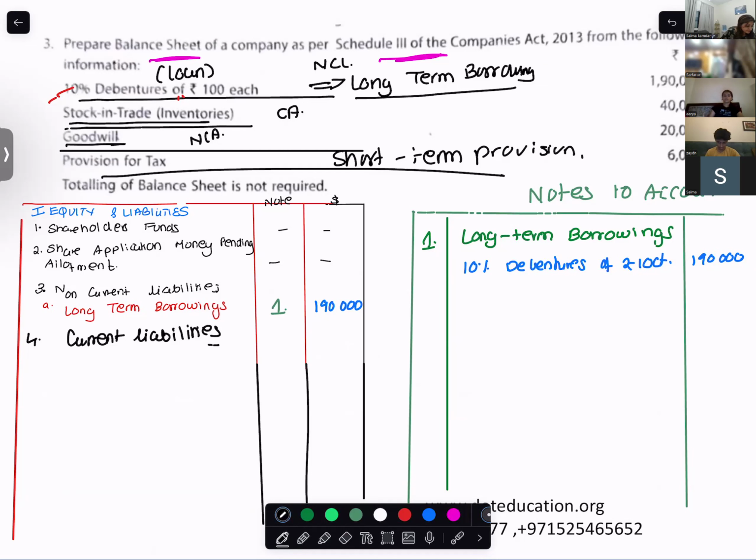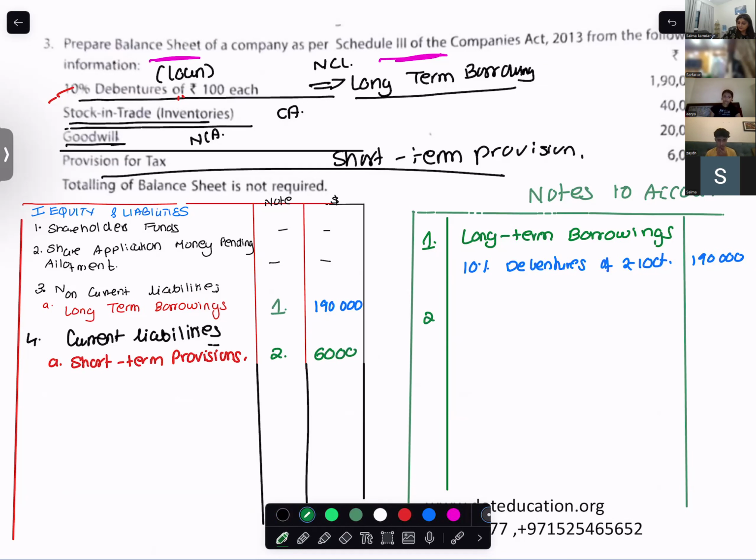So, under current liabilities, what do we have? Provision for tax. Short-term provisions. So what will I write? Short-term provisions. Is it given directly? No, I will make it a note.